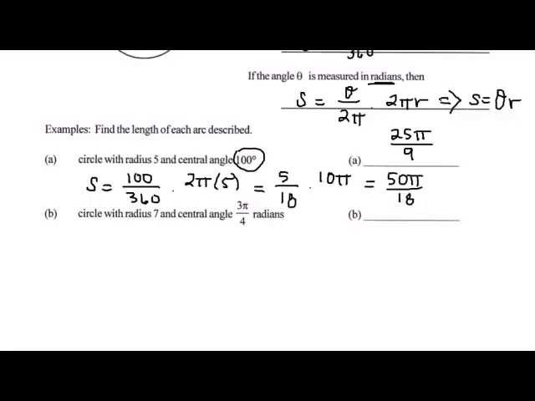For part B, we're finding a circle with radius 7 and a central angle of 3 pi over 4 radians. Now notice we are in radians this time, so we're going to use theta times r. So S, our arc length, is 3 pi over 4 times 7, which is 21 pi over 4. We can't simplify 21 fourths, so we're just going to leave it as 21 pi over 4. So again, depending on whether we have degrees or radians, that will determine which formula we use to find the arc length. Remember, the arc length is the curve of that arc.